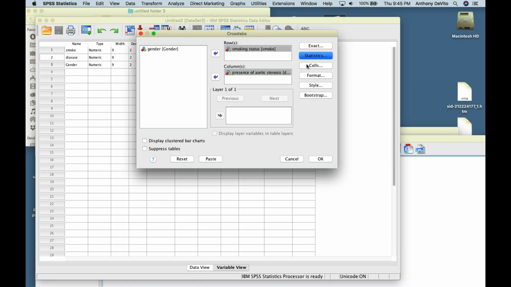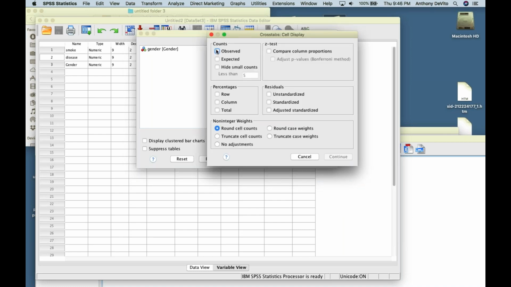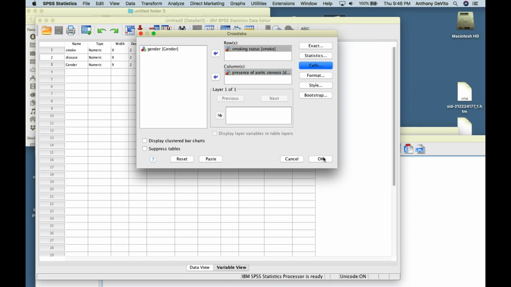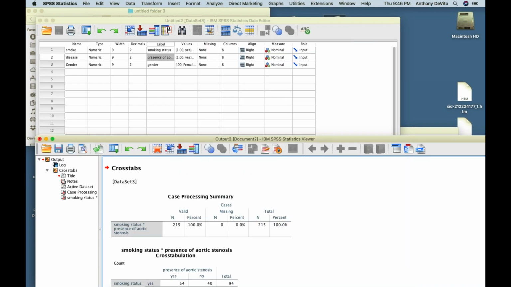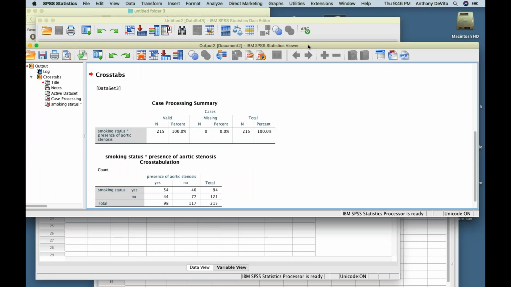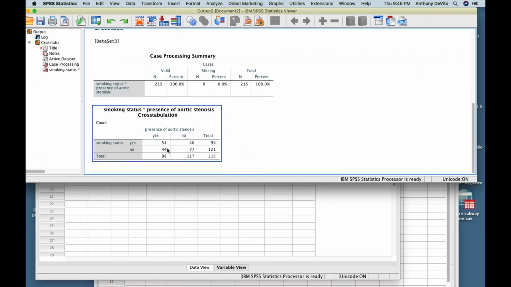Okay, so I'm going to click into statistics, and I'm not going to do anything there. I'm just going to click into cells instead and say, show me the observed values. Summarize all of these values for me. So I'm going to click continue and click OK. With just observed values selected, let's see what SPSS gives me. SPSS summarizes these results into a table. I have 94 people who smoked, and 121 people who did not smoke. Out of the 94 people who smoked, 54 of them had signs of heart disease, and among the people who didn't smoke, 44 of them had signs of heart disease.